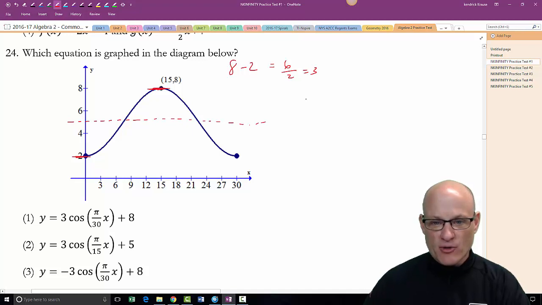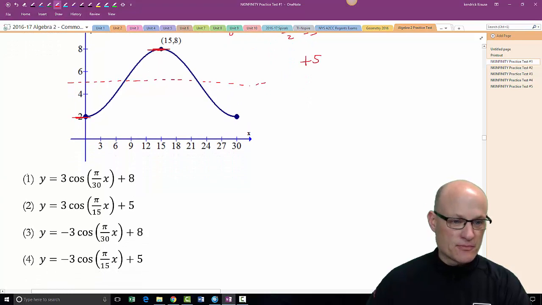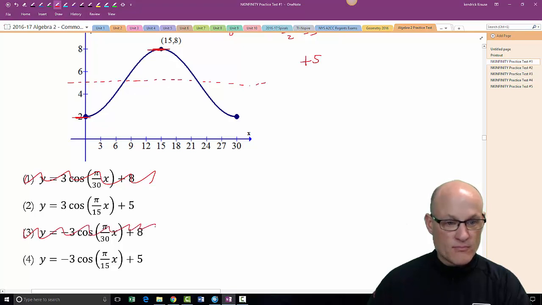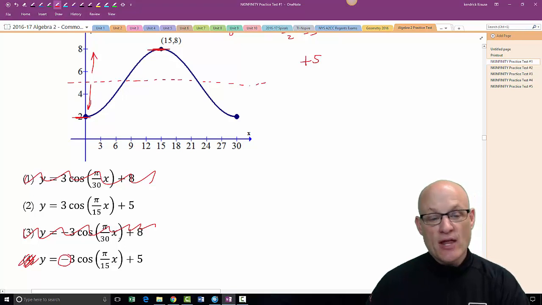So the midline, remember, always goes at the end. That's a plus 5. How many of them have plus 5? Only 2. I'm starting down, so it's negative 3. Oh, done. Problem's over with. There it is. Because I started down here, not up here. Because I started down there, that is an immediate reflection, and therefore it is a negative in front. And there's my answer.